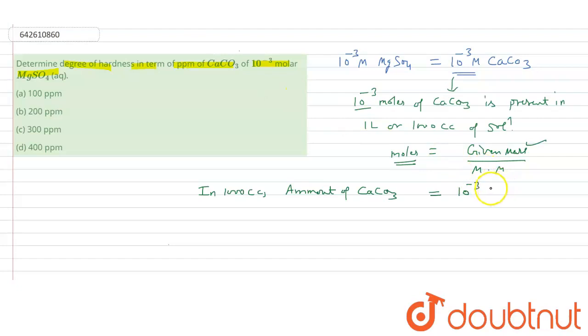And the molecular mass of calcium carbonate is 100, so 100 gram per mole. So I can write here 100 gram per mole, and this is 10 to power minus 3 mole. Mole to mole cancel here, so the value becomes 10 to power minus 1 gram.